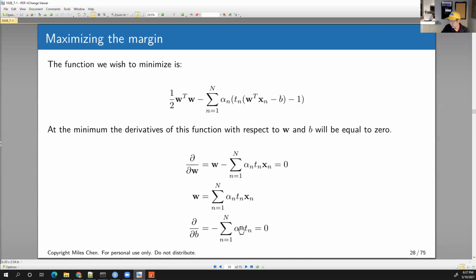That's going to be the summation of when you take it with respect to B, okay? When you multiply these terms out, AN times TN is going to multiply by this. This has no B term, so it zeroes out. This has no B term, it zeroes out, but then we have a negative B here. And so we'll get that. You set that equal to 0, and we get this.